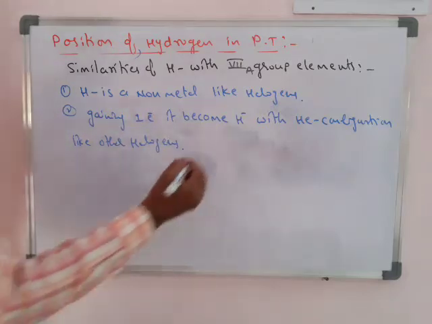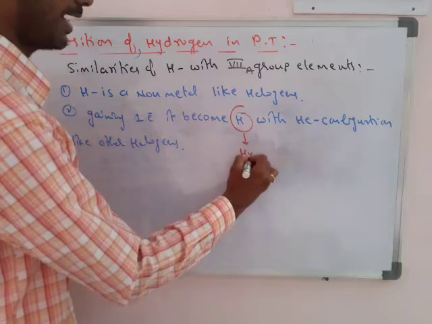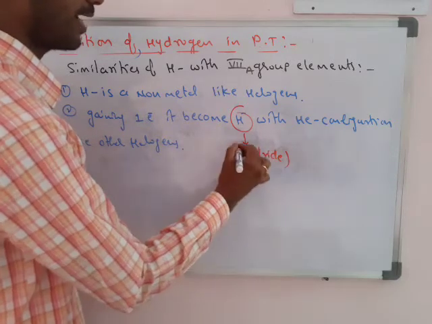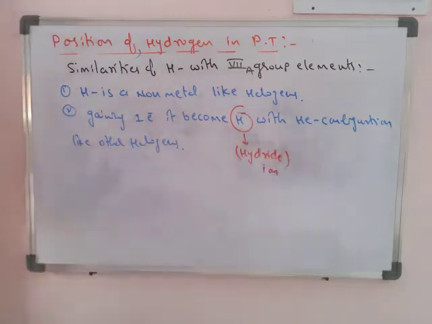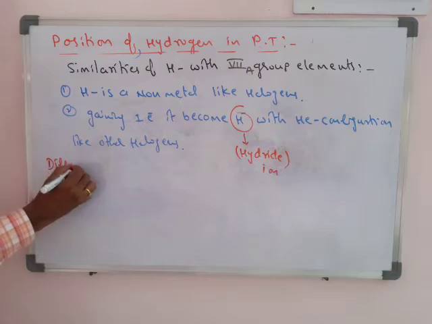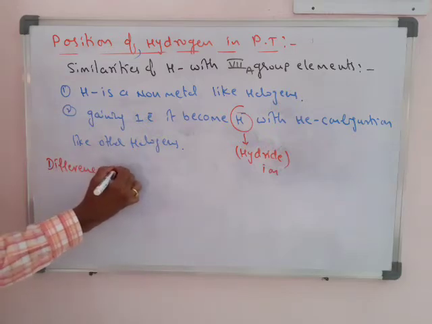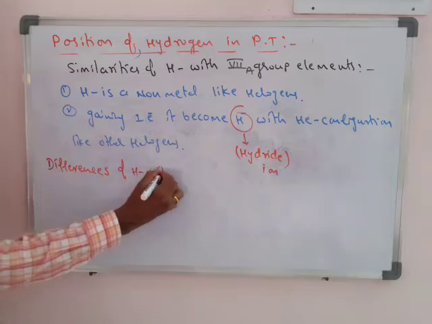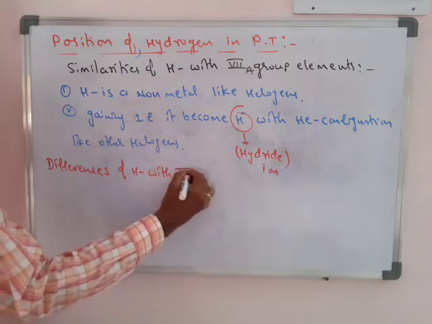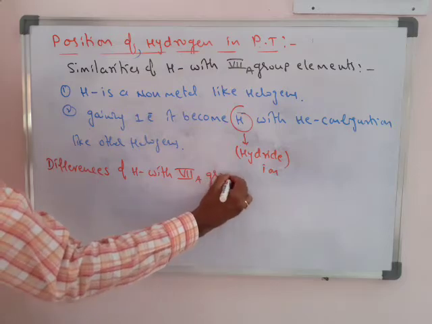What is the name of H-? It is called hydride. The name of this is called hydride ion. Okay, these are the similarities of hydrogen with the 17th group elements. Now we see the differences. What are the differences? So the differences of hydrogen with the 7th group elements.